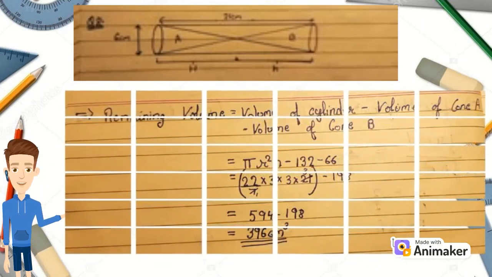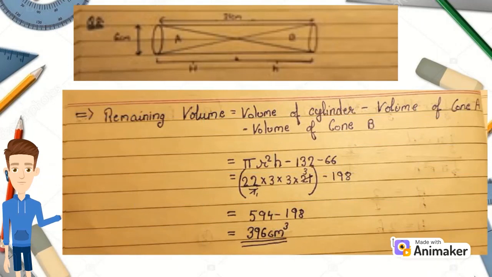Now, to find the remaining volume, we'll use the formula that remaining volume is equal to volume of cylinder minus volume of cone A minus volume of cone B. And as the formula of volume of cylinder is pi r square h, we'll use that: pi r square h minus 132 minus 66. After solving this, we get that the remaining volume is 396 centimeter cube.